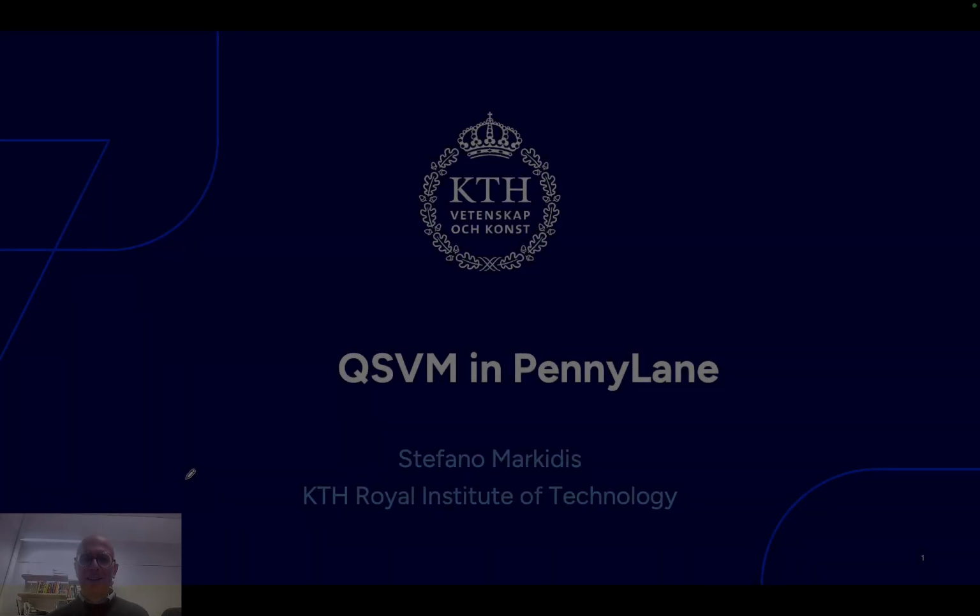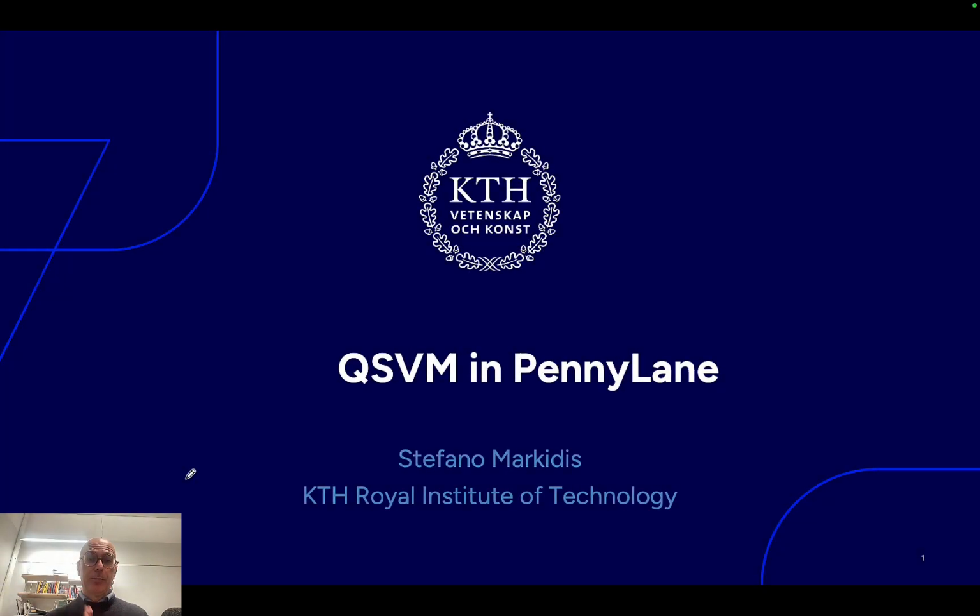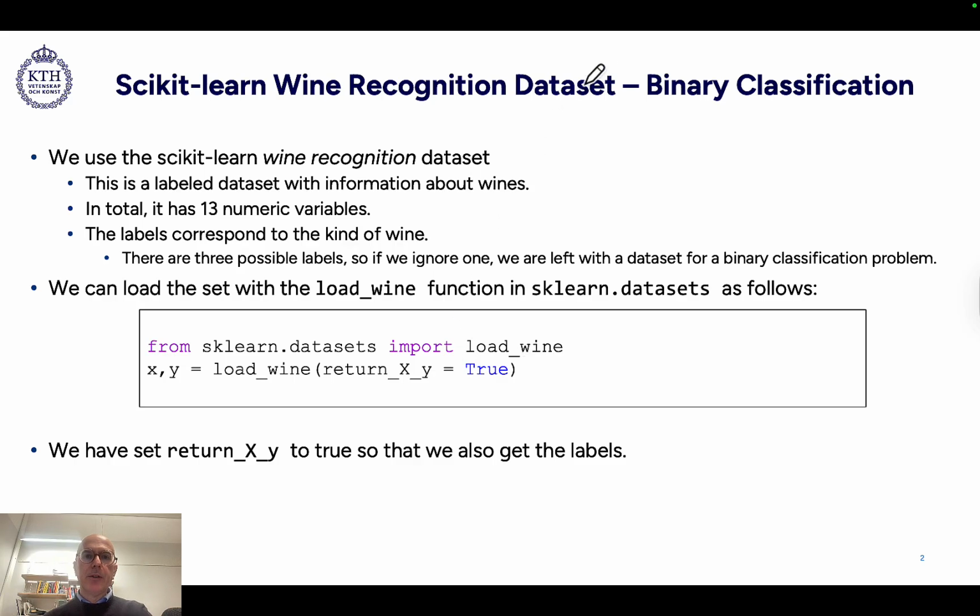Hi, welcome back. In this short lecture, I want to provide a little bit more explanation about the Python notebook that you can find in Canvas, describing how to implement the Quantum SVM using Pennylane. So the problem we are trying to solve is a binary classification problem using the wine recognition dataset.